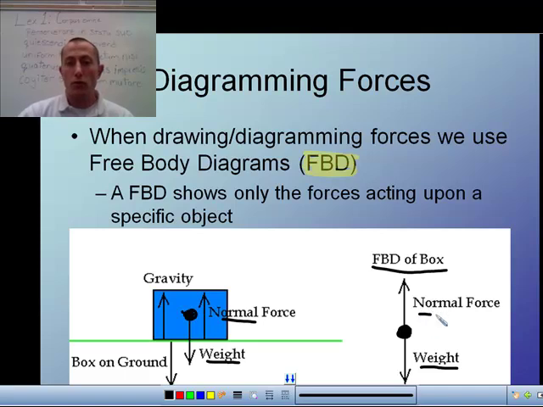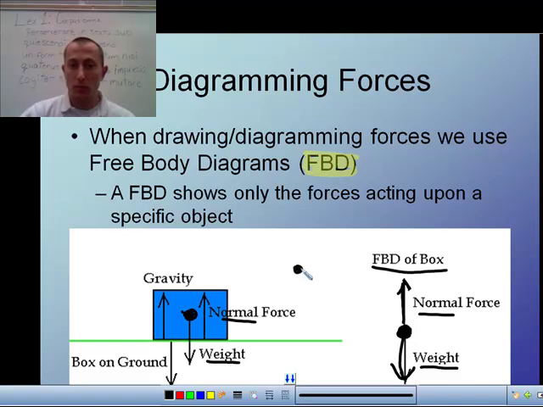We draw an arrow acting up to show the normal force, the force of the floor pushing up on the box. And you'll notice in this case the arrows are pretty much the same length, and they should be the exact equal length, because just like any other vector, the length of the arrow indicates relative strength or relative size. And in this case, the normal force and the force of gravity are the same size, so their arrows should be the exact same length.